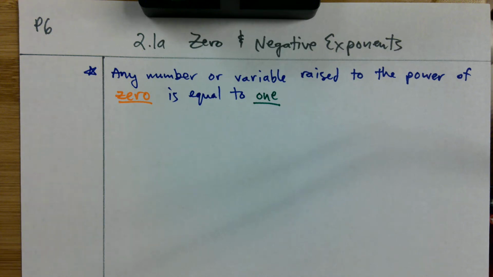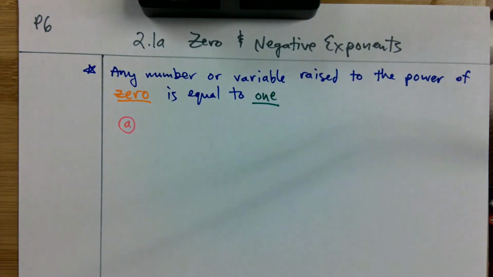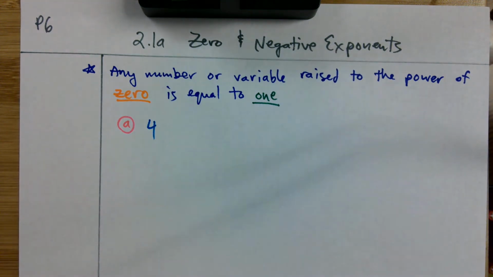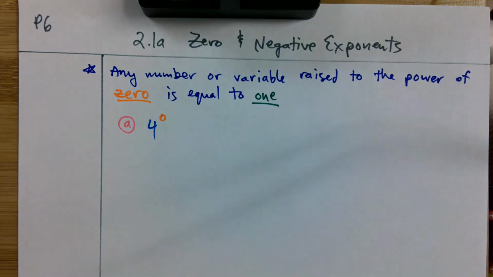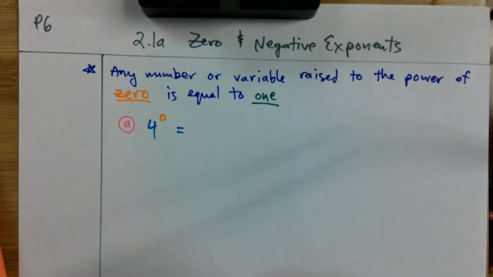All right, let's take a look at an example of this. Pretty straightforward though, right? Let's do 4 to the power of 0. That is going to be equal to 1.